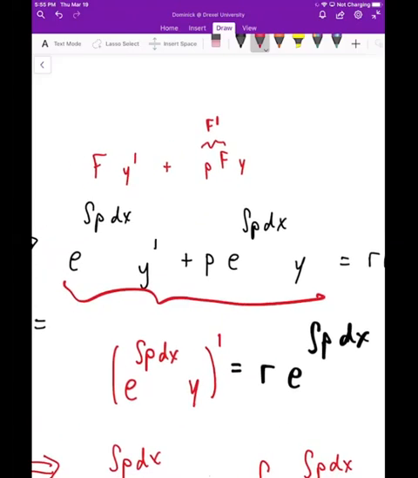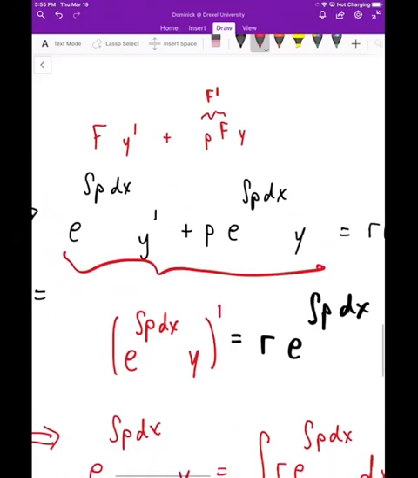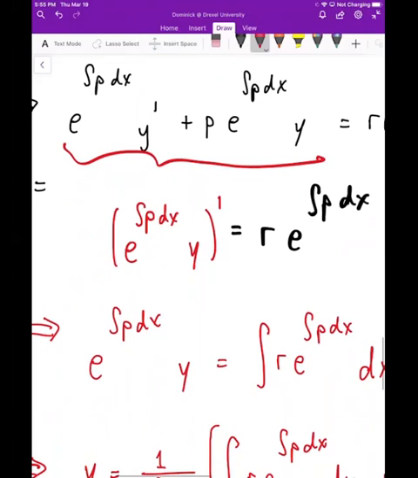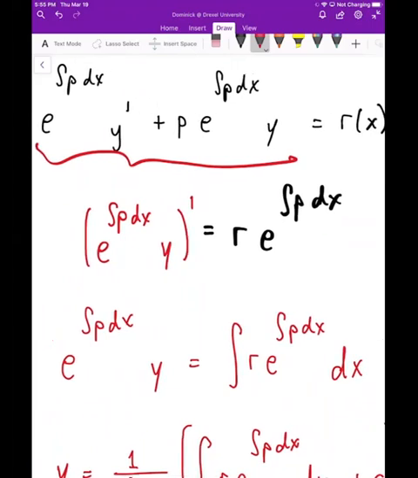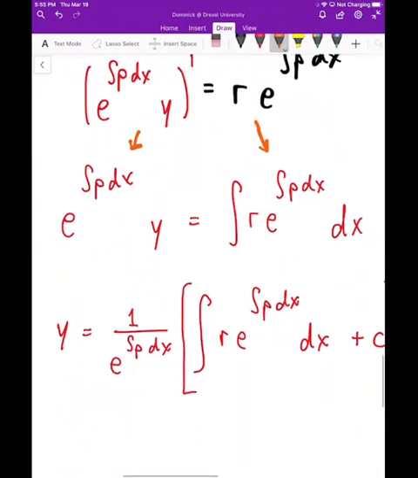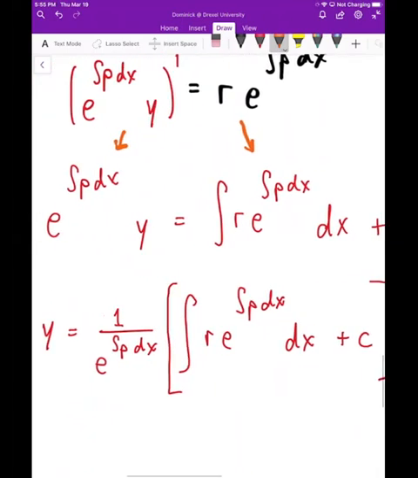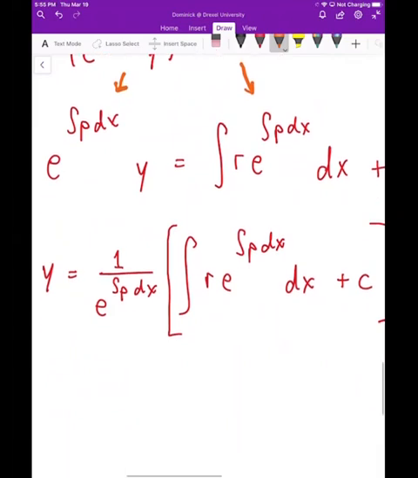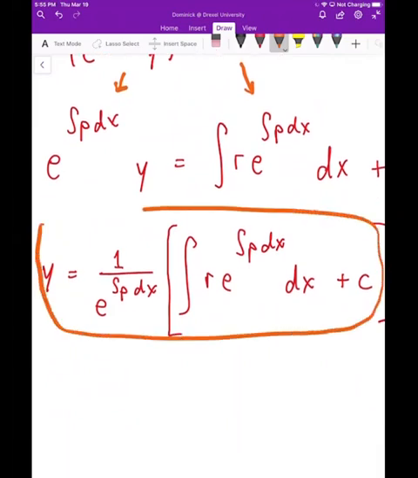Now, we can say that this, by the product rule, is the derivative of e to the integral of p with respect to x times y, and then by integrating on both sides, we get this double integral in the e term, but the left side, we just got rid of the prime, and on the right side we integrated with respect to x, right? So now all that remains is to divide your e to the integral of p with respect to x over, and you get your general solution of the non-homogeneous case, right? So that's what we have when all is said and done down here.